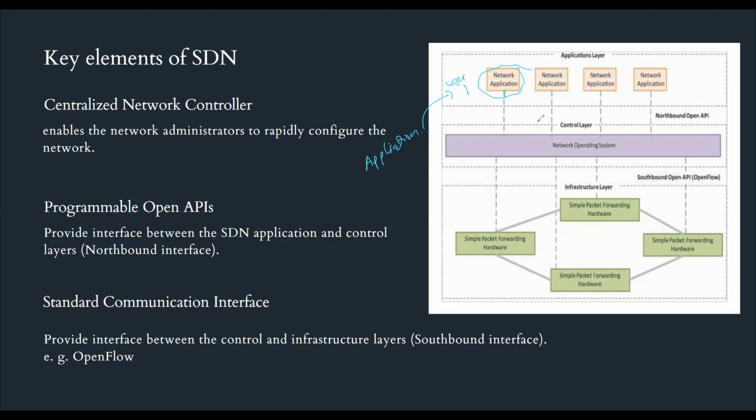In order to do that, first it will access the control plane using APIs known as northbound open APIs. Examples of northbound open APIs are REST API and Java based API. You can search about this. As I remember, these are the basic APIs used for the northbound API. Using these APIs, the application will access the network controller.